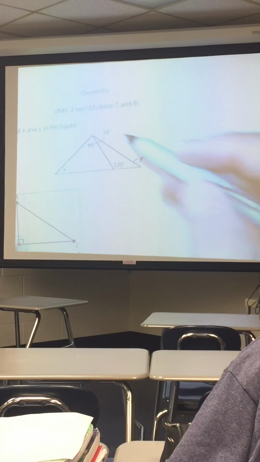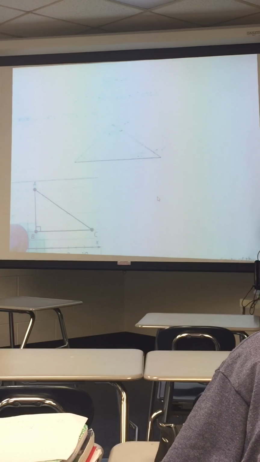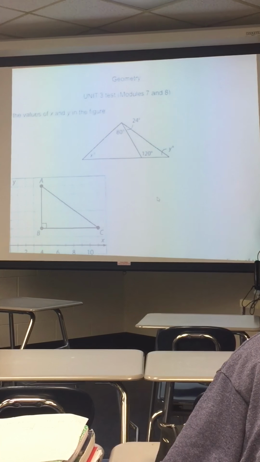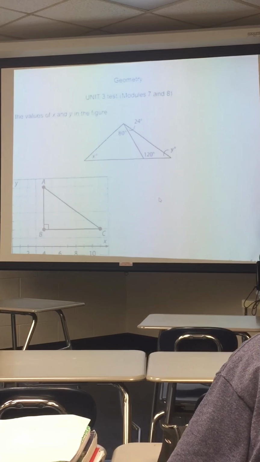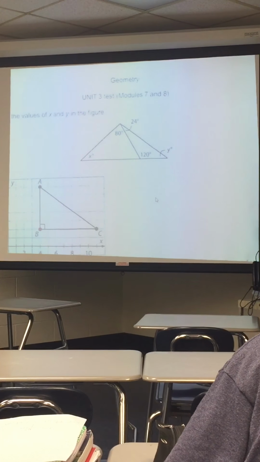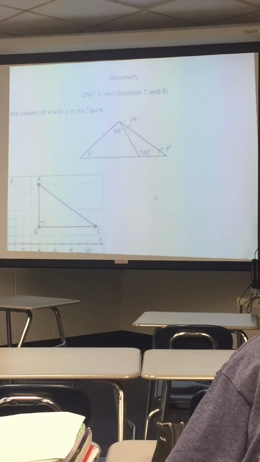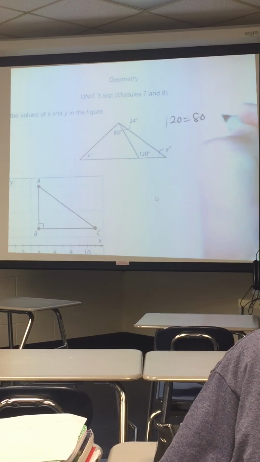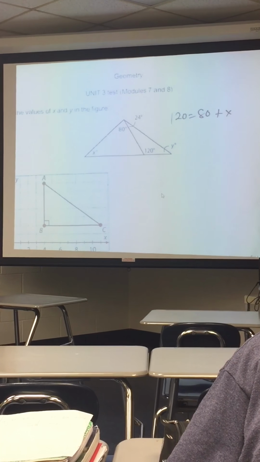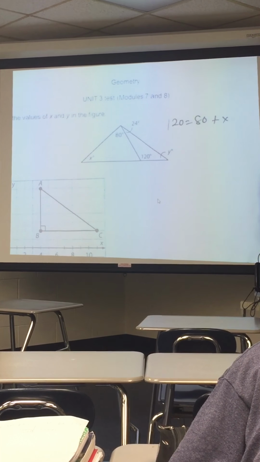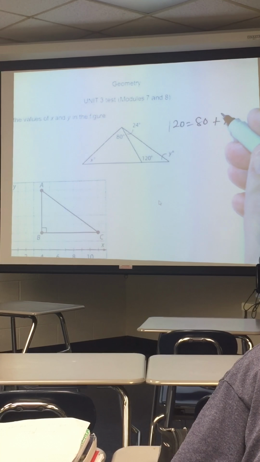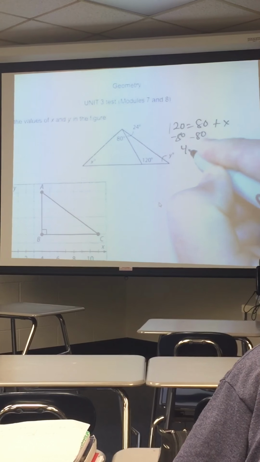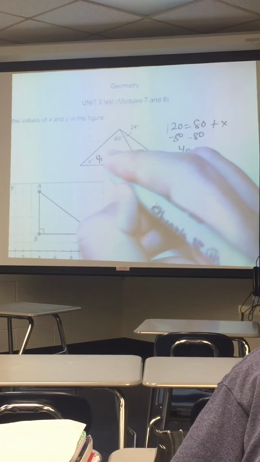x and y in the figure. All right, so since we know that that's 120, we know that the exterior angle 120 is equal to 80 plus x, because it's equal to the sum of the two remote interior angles. So if I subtract 80, I end up with 40 is equal to x. So that measure right here is 40 degrees.